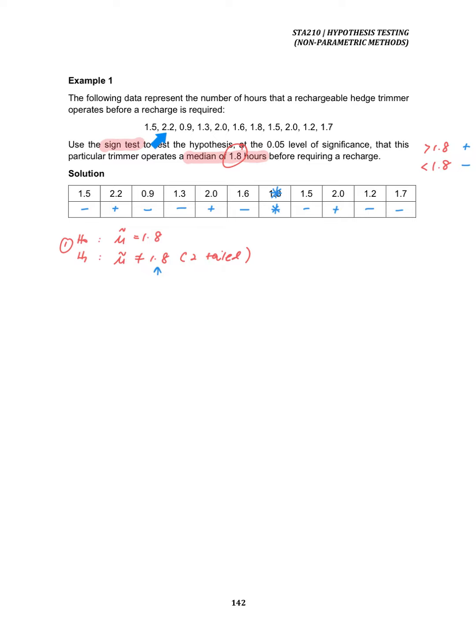Kita akan dapat negative value kan. 1.5 tolak 1.8, kita akan dapat negative. And then 2.2 tolak 1.8, kita akan dapat positif kan. Tapi kita just nak ambil dia punya sign sahaja.